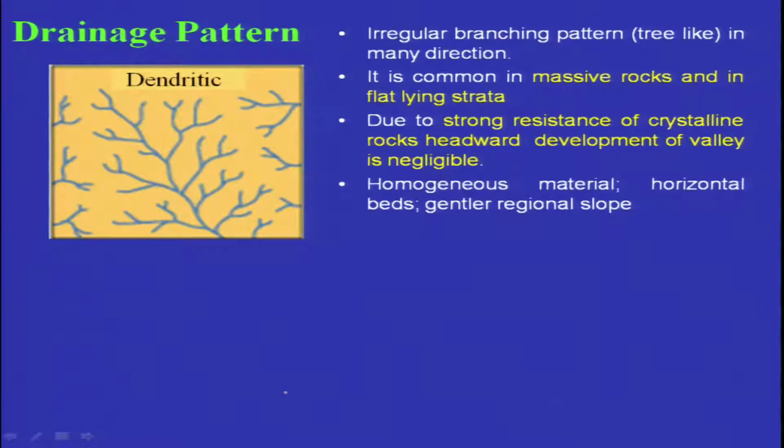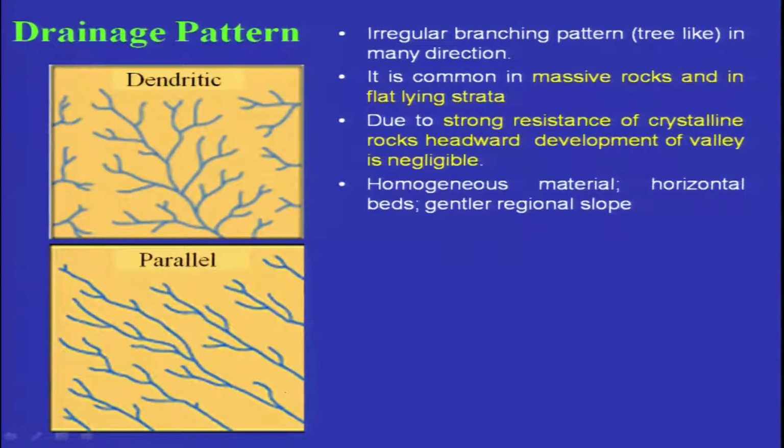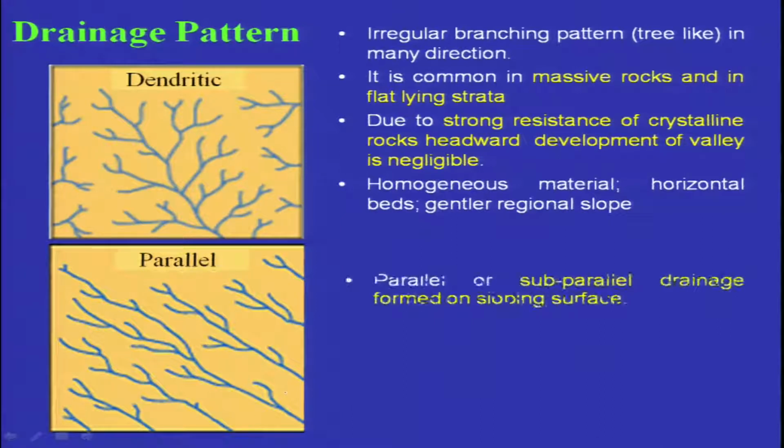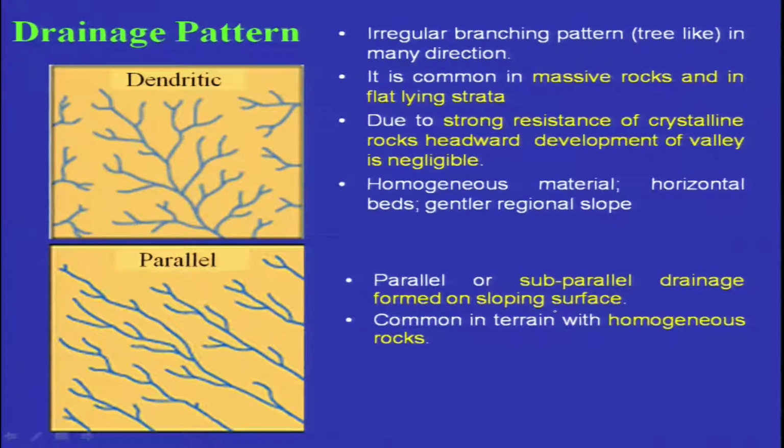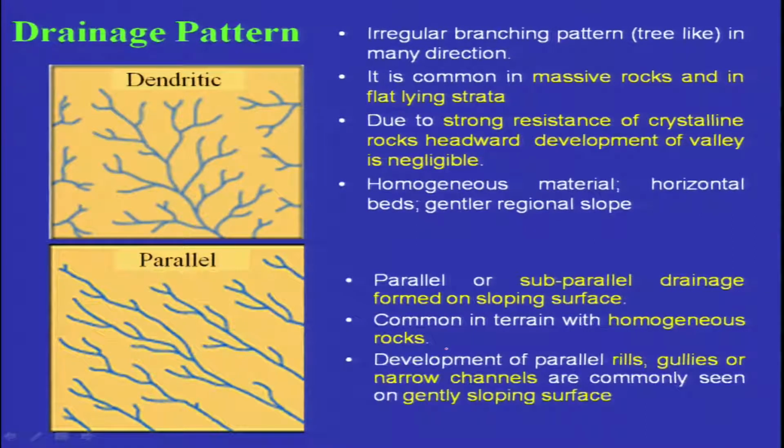Or you are having either the homogeneous material and gentle slope, you will be able to see the dendritic pattern. Coming to the parallel, it will develop over the sloping surface, very much similar to what we were talking about, the consequent stream. Common in terrain with homogeneous rocks, but mostly it will develop along the slope. Development of parallel rills, gullies or narrow channels are commonly seen on gentle sloping surfaces.